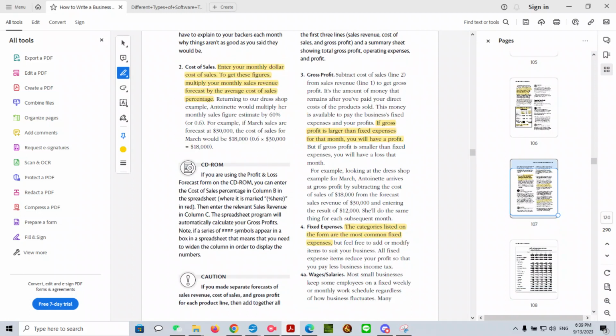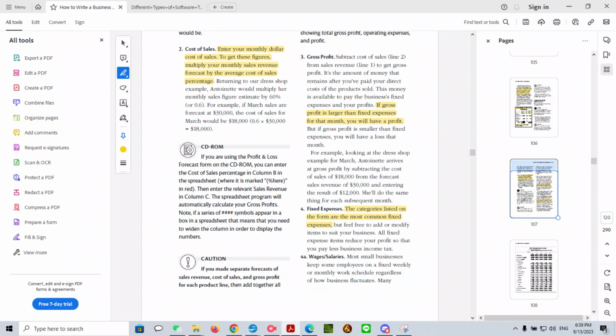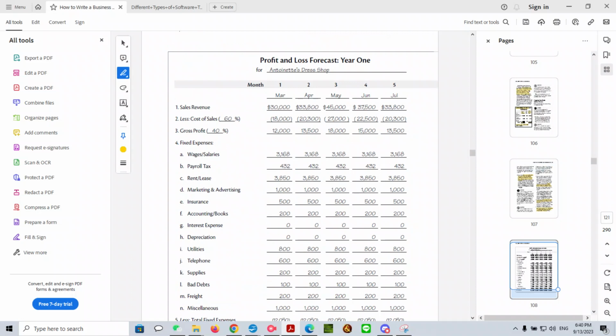Now, so we look at our fixed expenses. Wages and salaries can change depending on how much work is done. So for most small businesses, keep some employees on a fixed weekly or monthly work schedule regardless of how the business fluctuates. The reason you want to do that is because we're talking about a forecast, meaning you should be able to know in advance what it's going to be. Why? Because we already have the information from before.